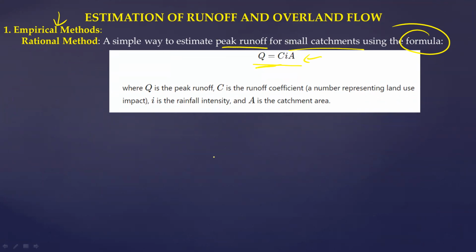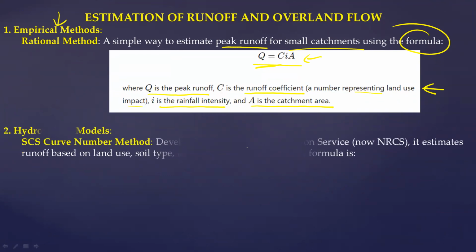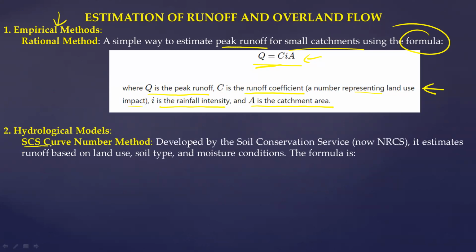Remember, it's not the American CIA. Q is peak runoff, C is the runoff coefficient, a number representing land use impact, I is rainfall intensity, and A is catchment area. So this is how the rational method is done. The other is the SCS curve number method. Remember, this was developed by the Soil Conservation Service, now NRCS. It estimates runoff based on land use, soil type, and moisture conditions.